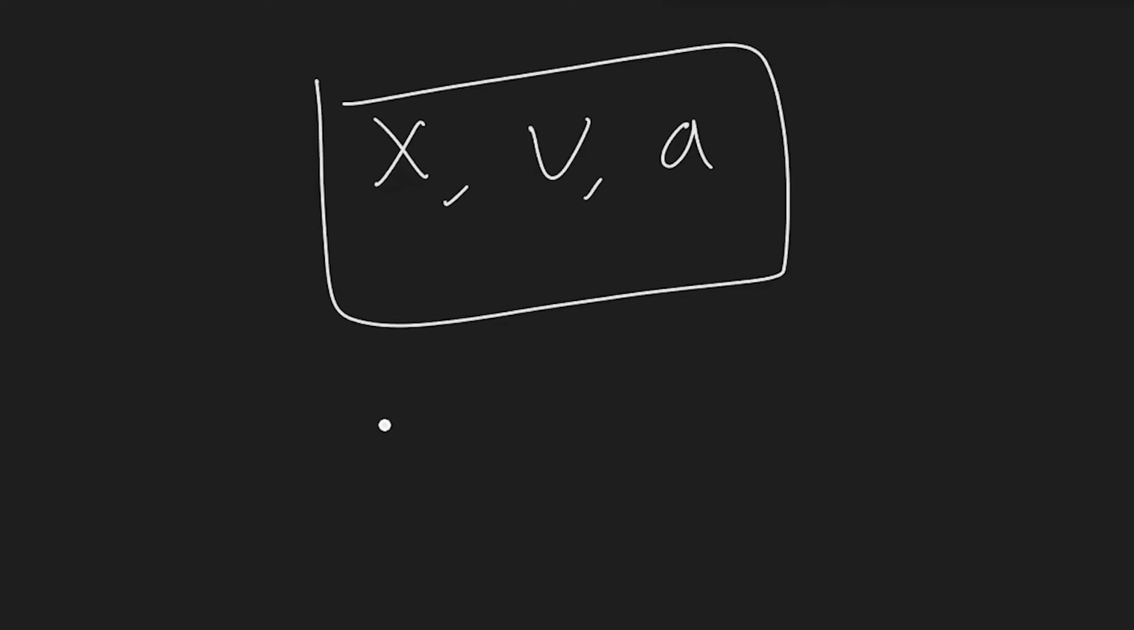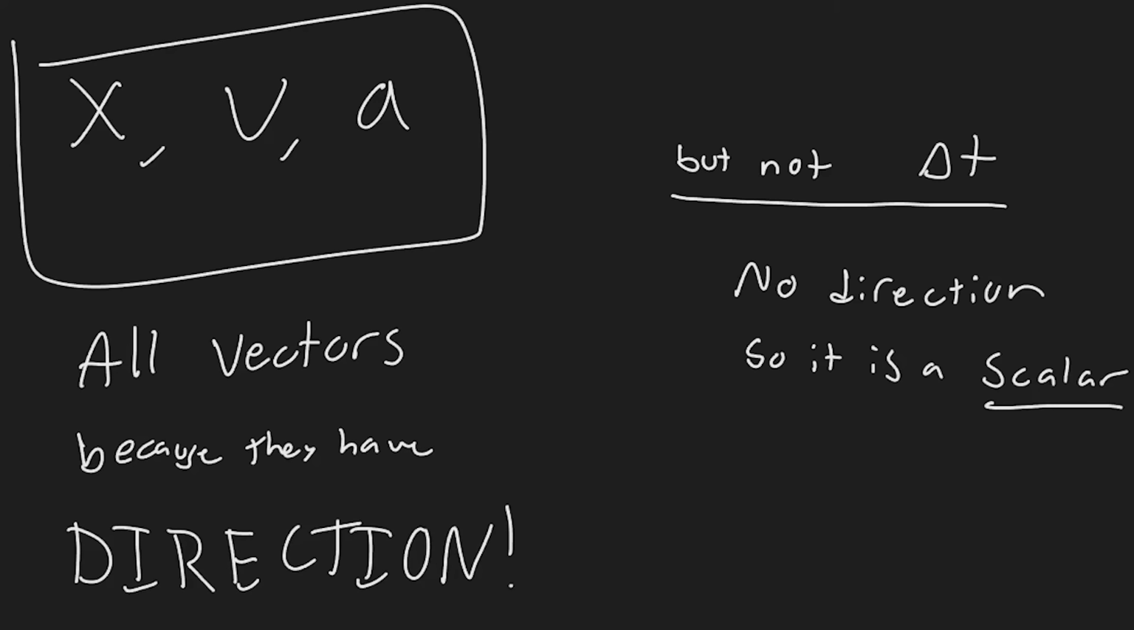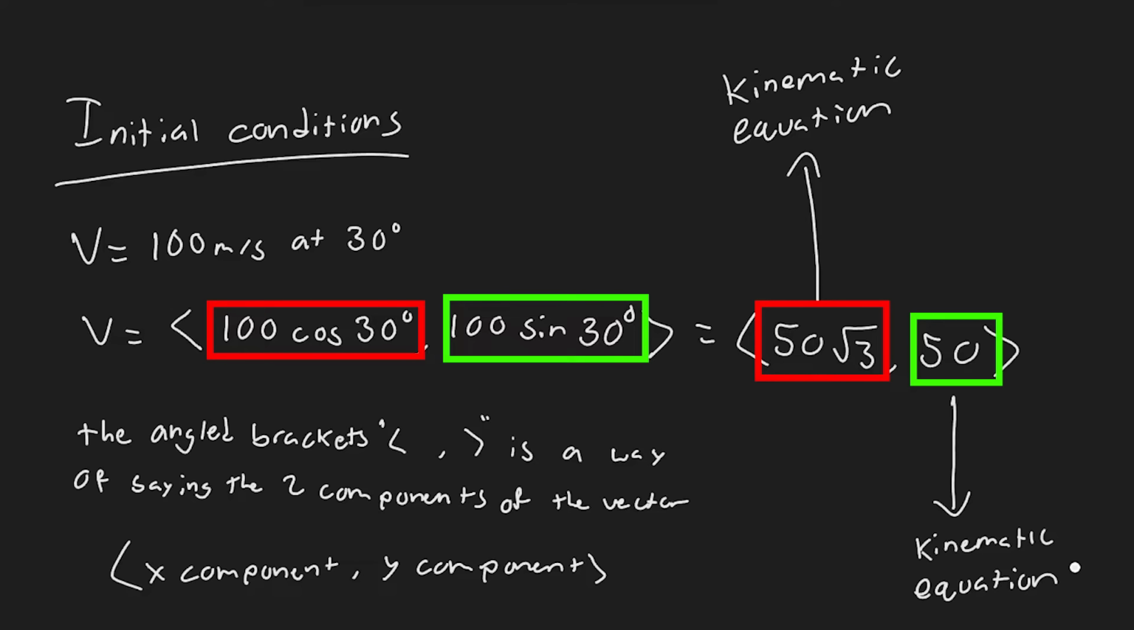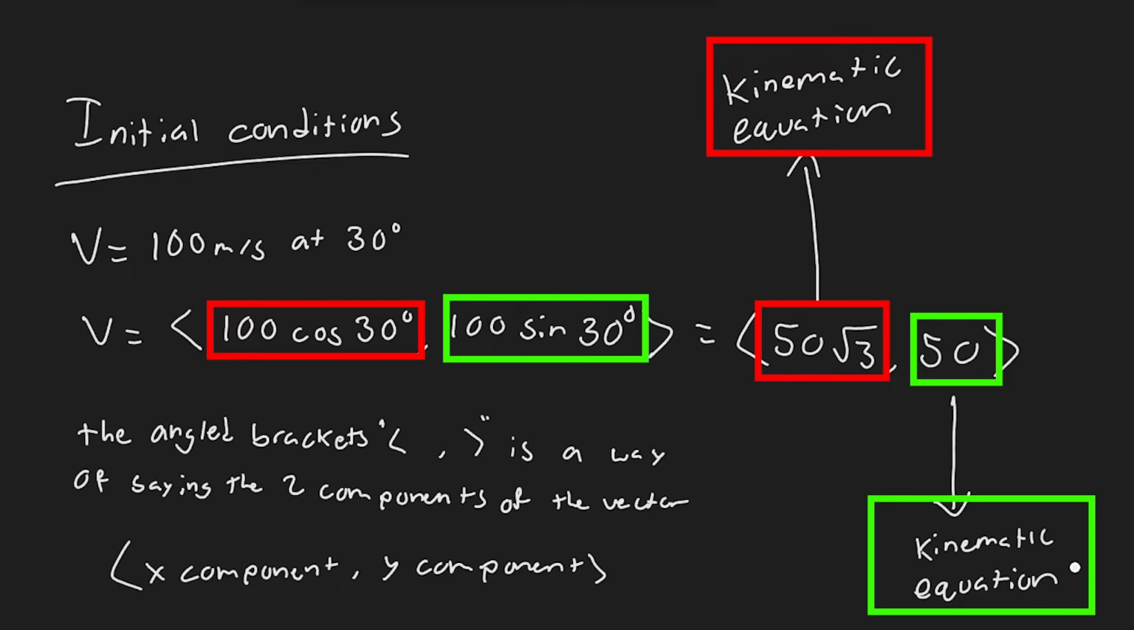So that's pretty cool, but why do you need to know that? Well, I'm glad you asked, because position, velocity, and acceleration are all vectors, because they all have direction. Time is not a vector, because there's no direction associated with it, and it's referred to as a scalar. This means all three of the vector quantities have an x component completely independent from the y component. So there will be some initial conditions that we're going to have to split up and take everything into consideration for the x components and the y components separately. And then we have to do two separate kinematic equations on each component.